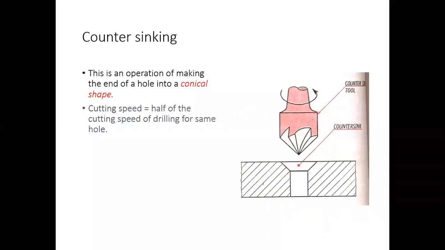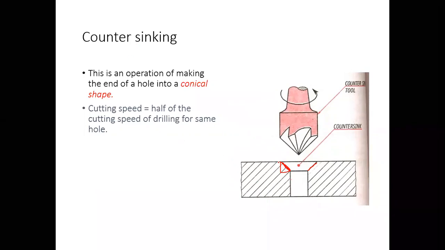So counter sinking means, previously in counter boring we used to have a step kind of thing, but sometimes a step is not required. Instead of a step, we need some kind of tapered surface, so that you can have the set screws, those kinds of things, inserted into the workpiece. In that case, this kind of surface is required. So cutting this kind of surface is called counter sinking.